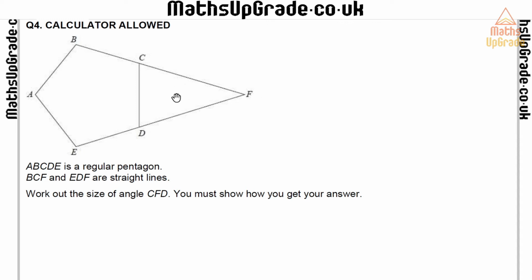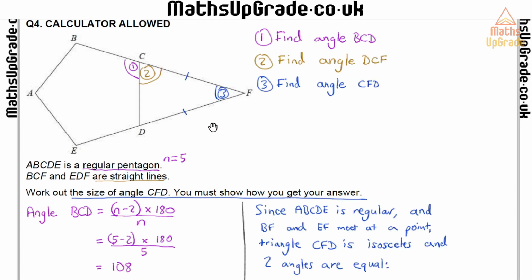I've got to find angle CFD. CFD is this angle here in the triangle, and I've got to show how I get my answer. First, I'm going to find angle BCD, this angle here, because it's a regular shape. Then I'm going to find angle DCF, which is this angle here. And then I'm going to find the angle that I'm asked to find in the question. So let's work through that.